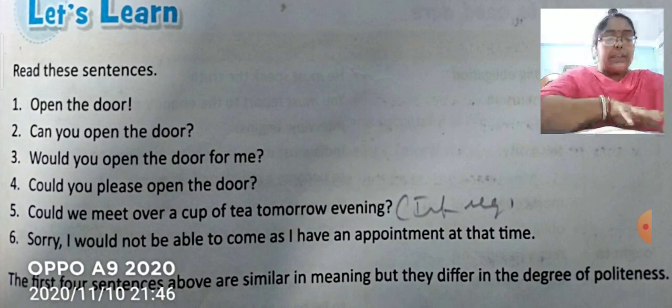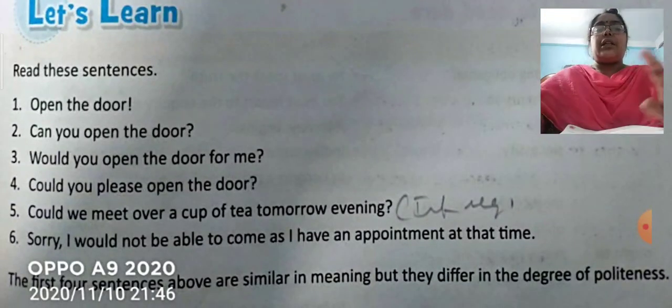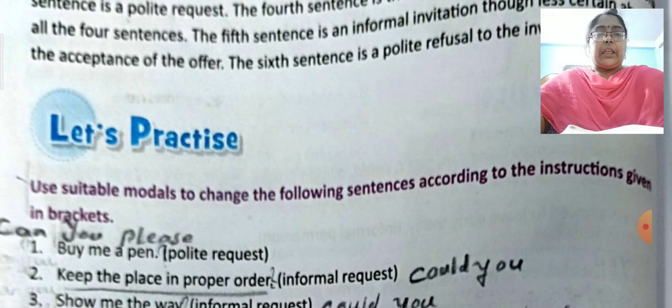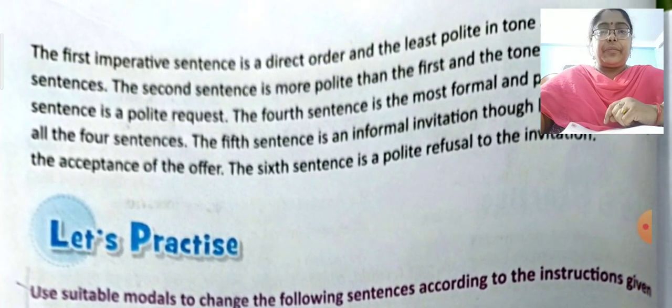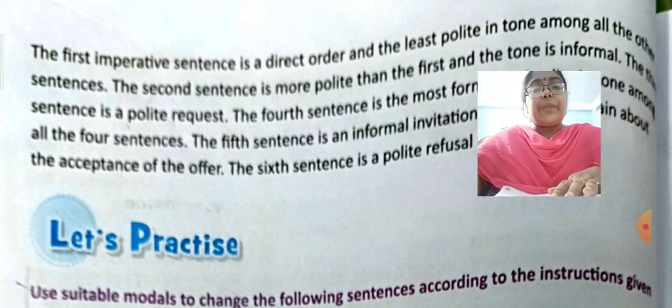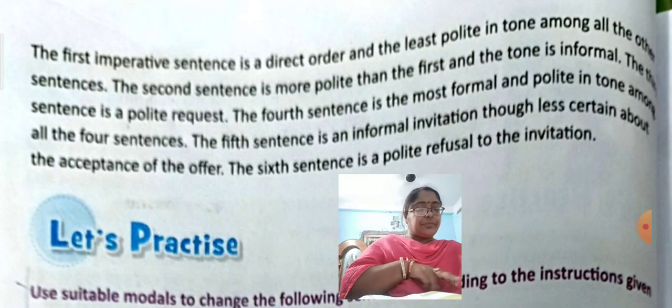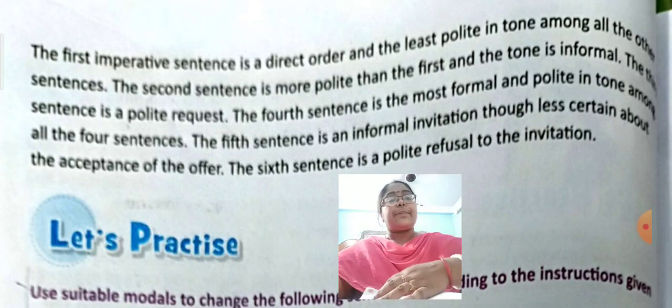Now see here, there are some sentences given. Read the sentences. The 4 sentences above are similar in meaning, but they differ in the degree of politeness. Okay. Turn your page. Just see here. The first imperative sentence is a direct order and the least polite. Okay. Just see. Open the door. It's a direct sentence and it's very less polite.